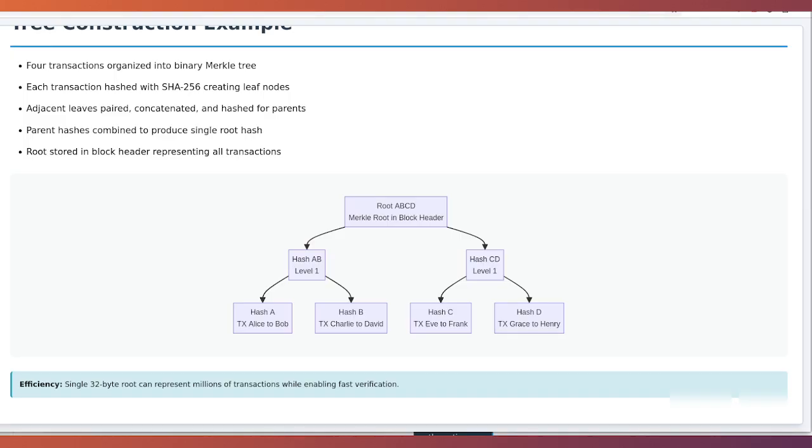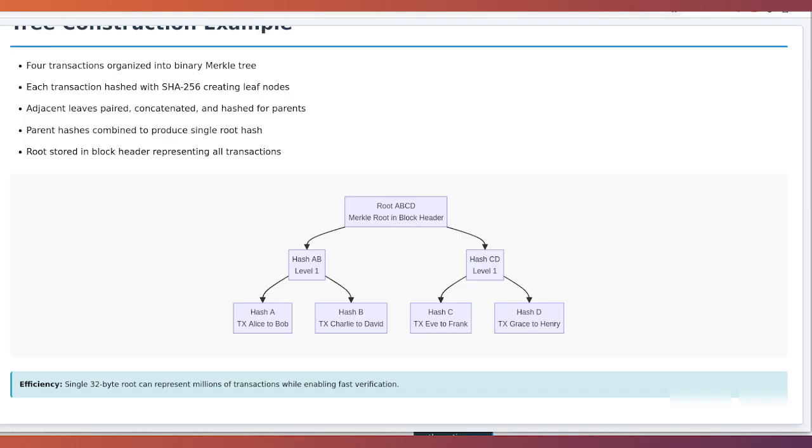We apply SHA-256 to each transaction. The actual hash values would be long hexadecimal strings, but for illustration, let's say we get hash A, hash B, hash C, and hash D. These are our leaf nodes positioned at the bottom of the tree. Moving up one level, we concatenate hash A with hash B in practice. This means putting the two hash values end to end as a single string, then hashing that combined string. This produces hash AB. We do the same with hash C and hash D to produce hash CD.